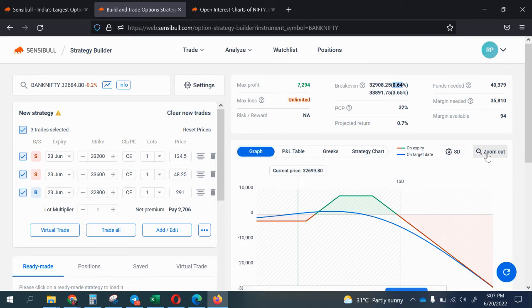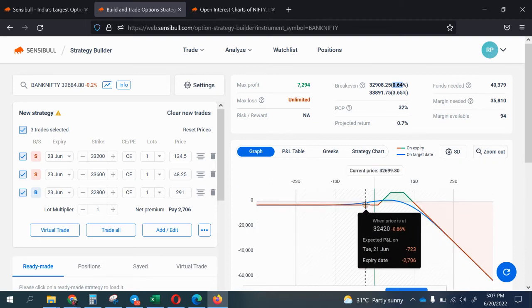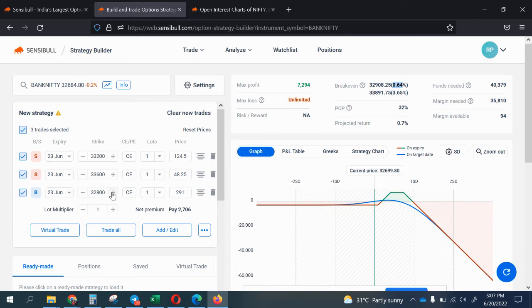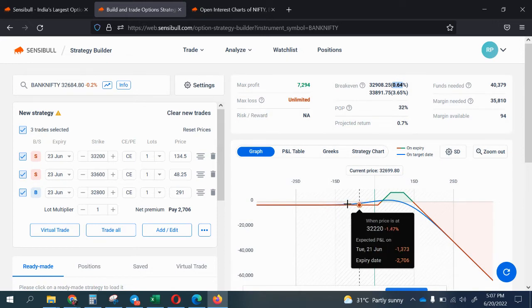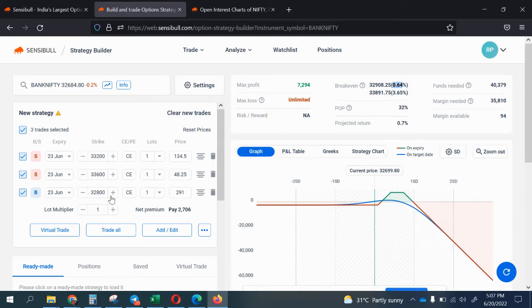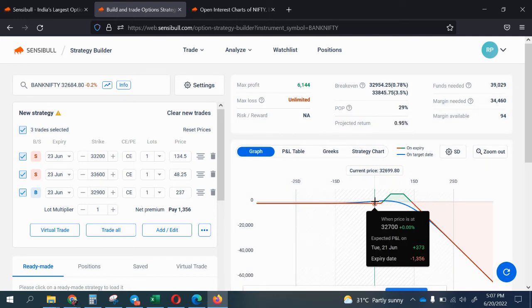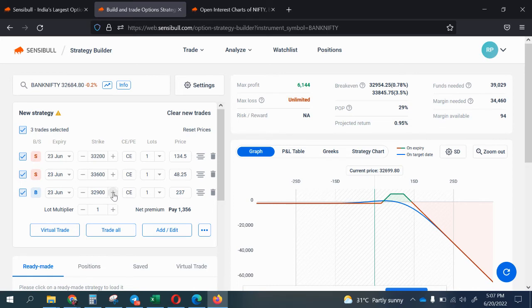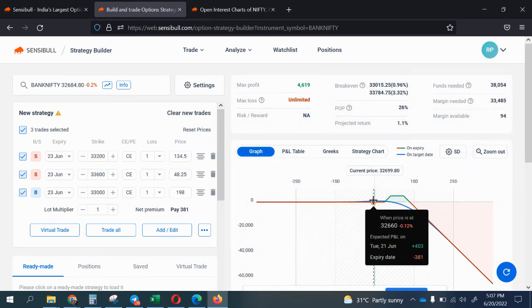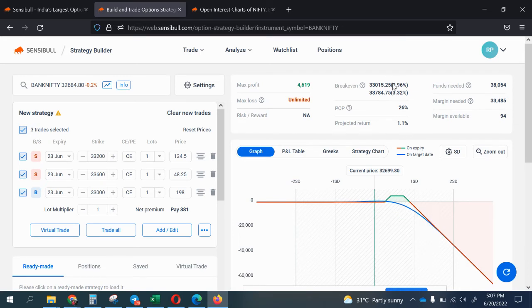But the other catch is you will start seeing more loss. Initially it was 300 loss, but now it is 2706. Whenever you do some adjustments, there are pros and cons. It's all about your view. If you are bullish about the market, you should not even care about this downside, because you are sideways to bullish. Again, if I get back 100 points, your loss will reduce to 1356. If I get back to 33,000, your loss is only 381. But this break even will increase.